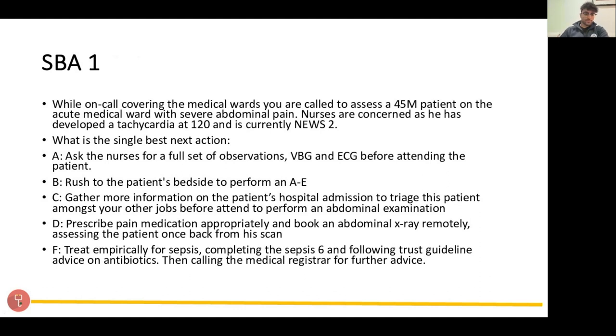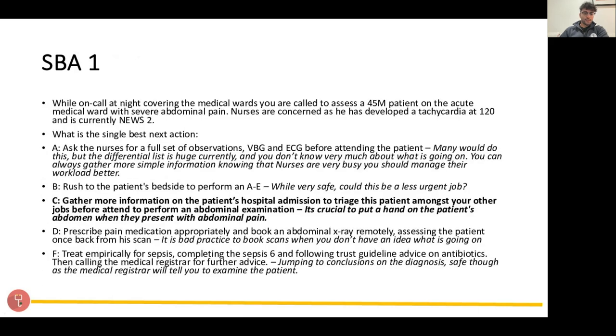All right, so let's have a look at the poll. We've had an even split between A, B, and C. No one's gone for D or E. And the answer is C. So gather more information on the patient's hospital admission to triage the patient amongst your other jobs before attending to perform an abdominal examination. So firstly, this patient has an abdominal pain, and one of the most crucial things to do in that situation is to put a hand on the patient's tummy.